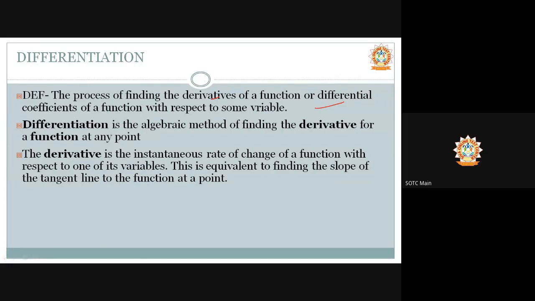Look at the difference between differentiation and derivative. Differentiation is the process of finding the derivative with respect to some variable, it can be anything, like dy by dx, dy by dv, dv by dx, whatever it is, with respect to x. The denominator is what we say 'with respect to', like dx or dv, some variable. But the derivative is the rate of change of a function with respect to one of its variables. Let us suppose f of x or f of y or f of x comma y, whatever it is, right?